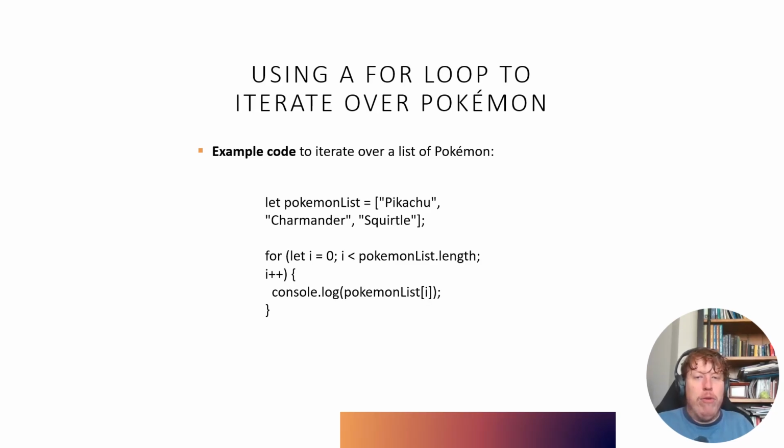Here's an example of a for loop that iterates over a list of Pokémon names. In this code, we have a list of Pokémon names stored in an array called pokemonList. The loop goes through each name in the list and prints it to the console. The loop runs as long as i is less than the length of the pokemonList array.